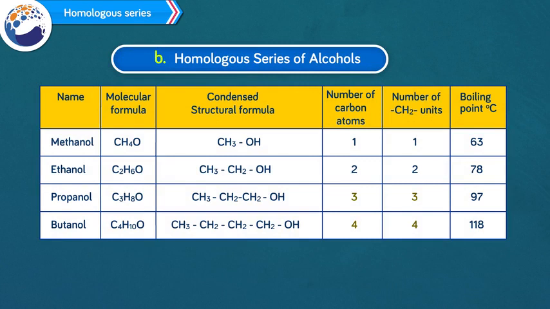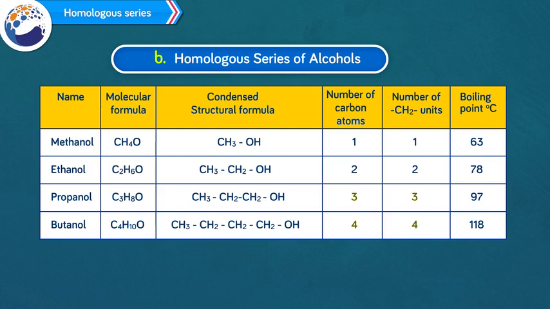B. Homologous series of alcohols. Methanol, molecular formula CH4O, structural formula CH3OH. Number of carbon atoms 1, number of CH2 units 1. Boiling point is 63. Ethanol, molecular formula C2H6O, structural formula CH3CH2OH. Number of carbon atoms 2, number of CH2 units 2. Boiling point is 78.